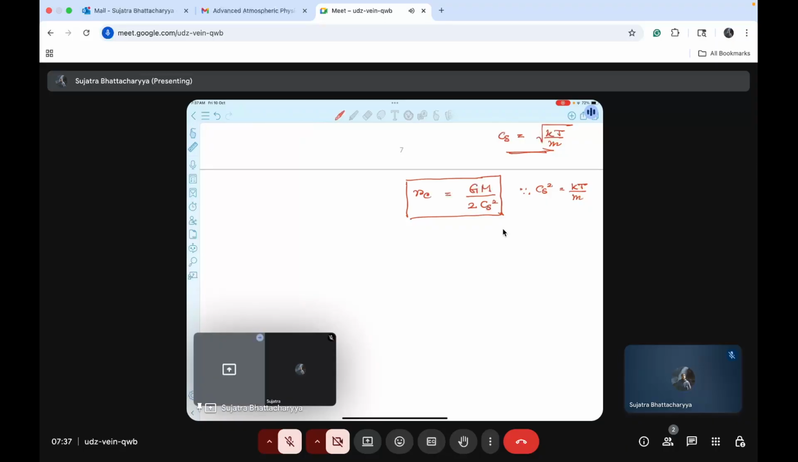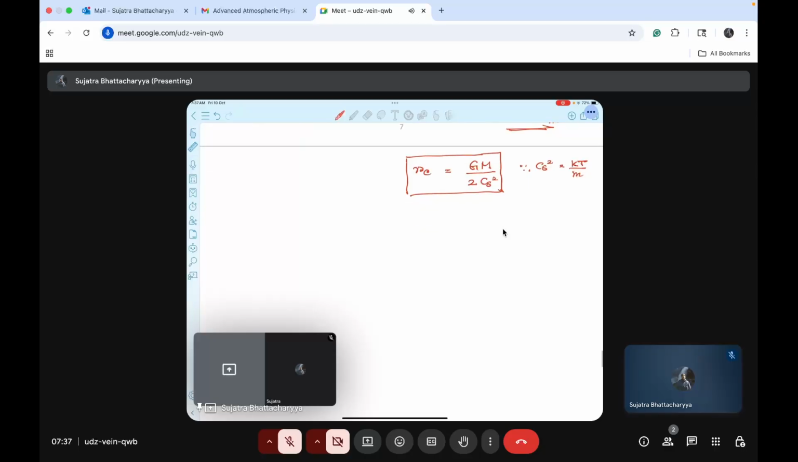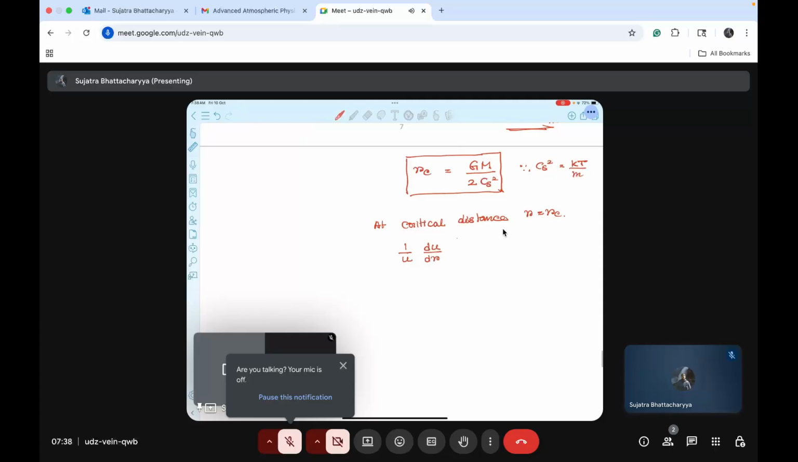So we have defined most of the things. Now we are dealing with the same thing at the critical distance, that is r equal to rc, where you get 1 by U dU/dr into U square minus kT by m.